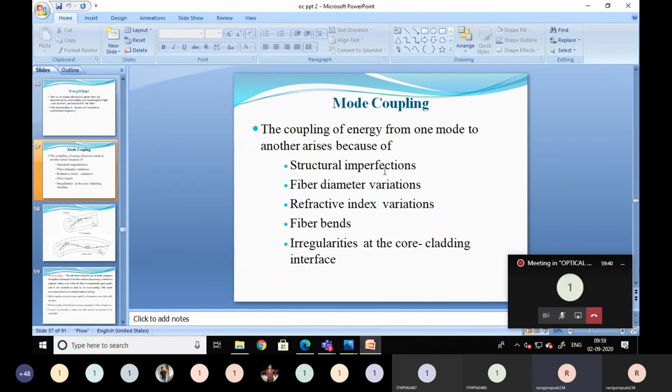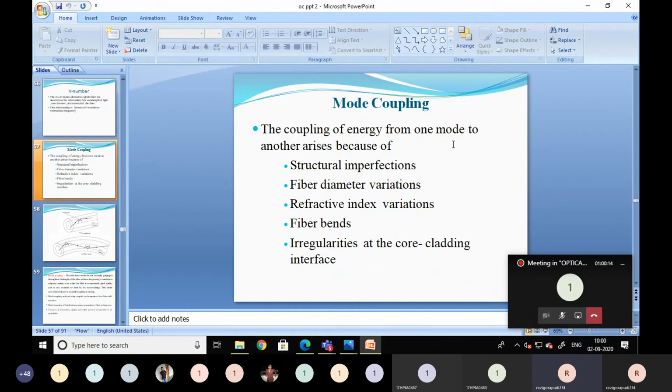First of all, coupling we have to see. Coupling means we have to connect the light into the fiber, so that maximum light can be entered into the fiber. That is done by using some coupling techniques. Sometimes it is not possible, and it is not coupled in a particular way. Some light rays may get radiated. That is called mode coupling.